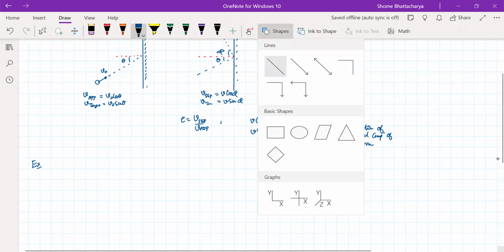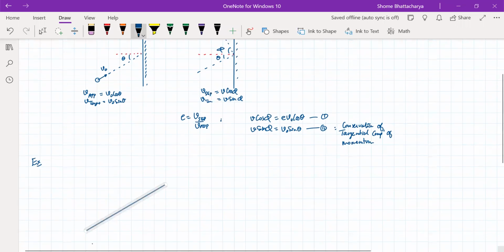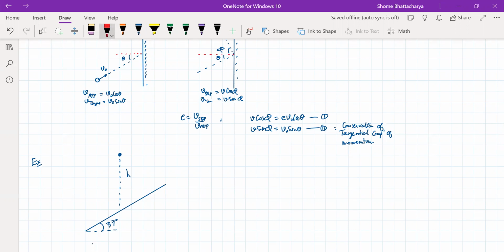So in this example, we have an inclined surface of angle of inclination 37 degrees to the horizontal. And then we drop a particle from a certain height above it. Now, what we observe is that immediately after impact, the particle has a horizontal velocity.